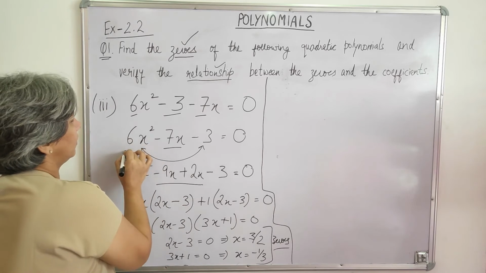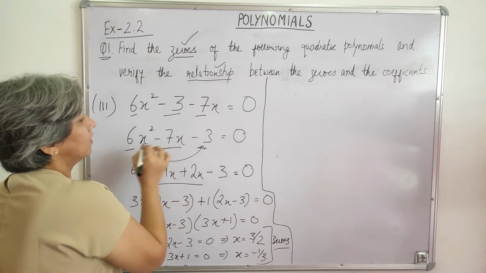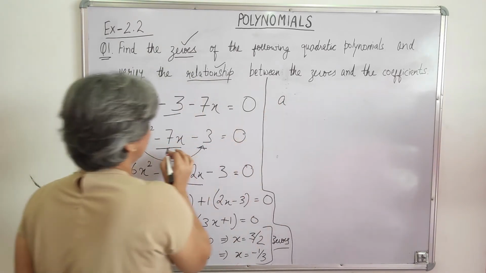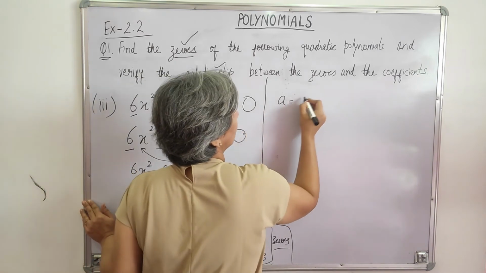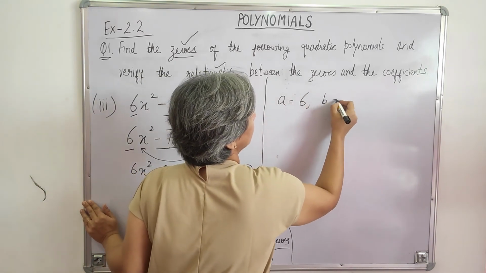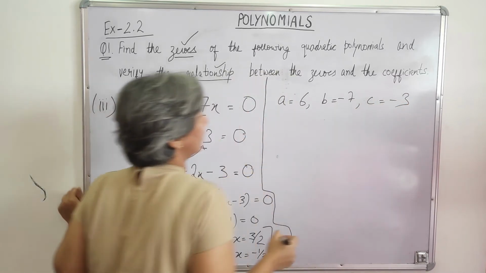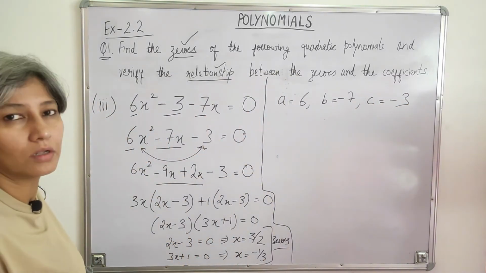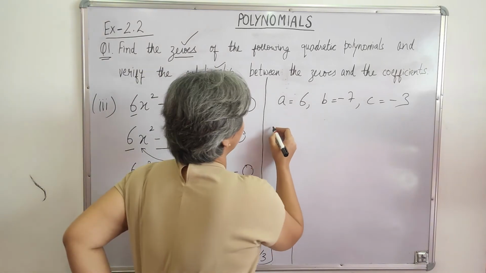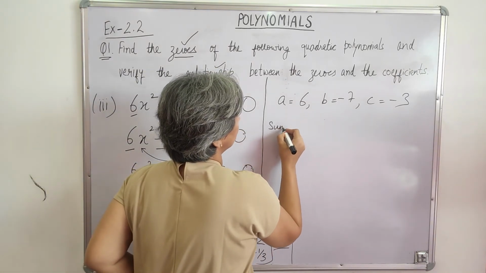This is the standard format, so A, B and C: 6, minus 7 and minus 3. A is 6, B is minus 7, C is minus 3. Right? So these are the coefficients. So let's verify the relationship.